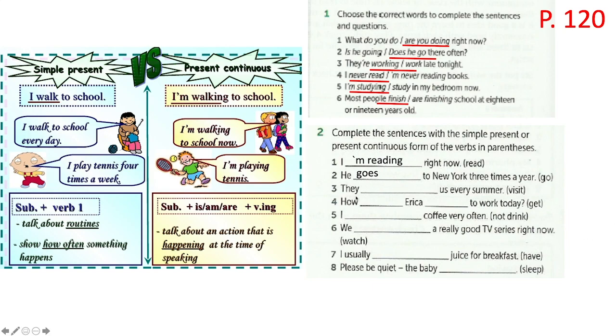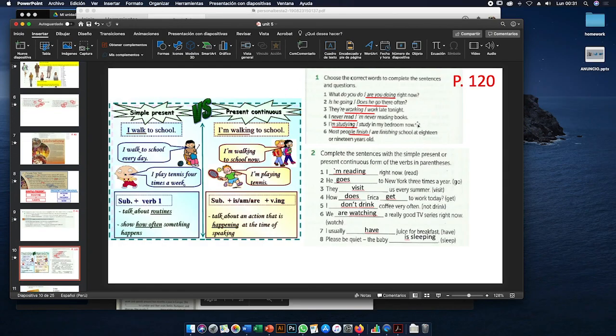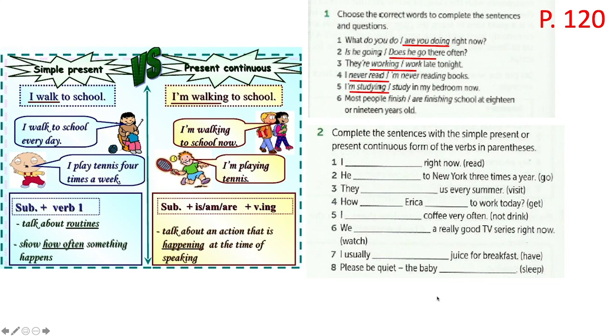Number 3, every summer, they visit every summer. How does Erica get to work today? How does Erica, oh, well, in that case, I think there is a mistake here. Maybe you can say, how is Erica getting to work today? How is Erica getting to work today? How is Erica coming to work today? Is she coming by taxi, by car, by Metropolitano, by train, by whatever? Yeah, so you are asking about something that is happening, let's say at this moment, even though it says today.